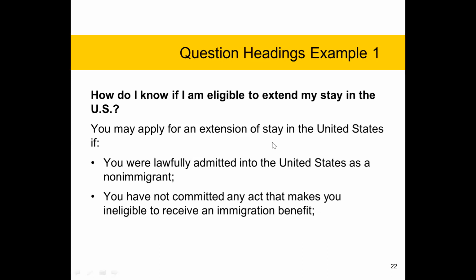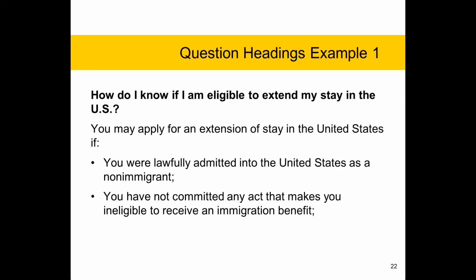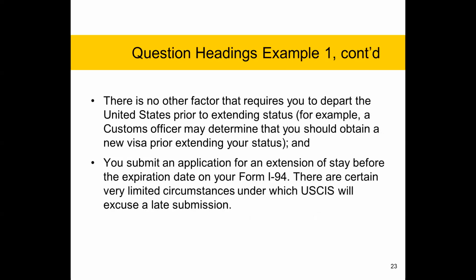You may apply for an extension of stay in the United States if, and then you have some bullets. You were lawfully admitted, you had not committed any act, there's no other factor, you submit an application. So that gives, how do I know if I'm eligible? That says, this is your question, here's our answer.